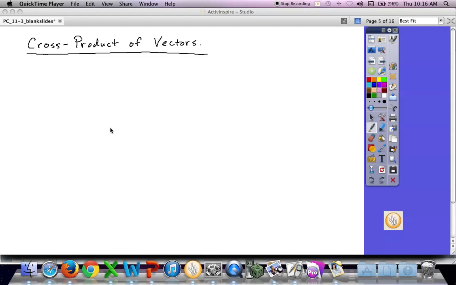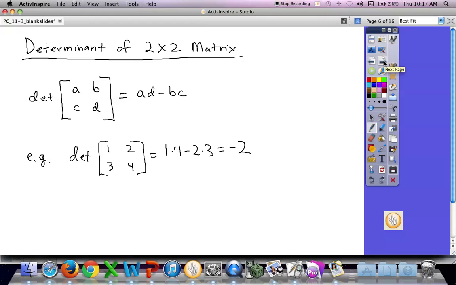Okay, the cross product of vectors. Before we talk about the cross product of vectors, we have to review a basic matrix operation that we actually didn't do back in the first semester when we did operations with matrices. But you'll see it's a simple operation. And it's called the determinant.